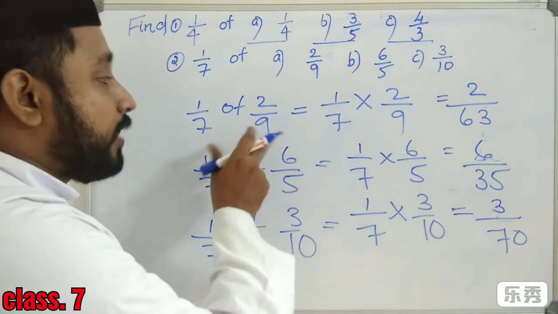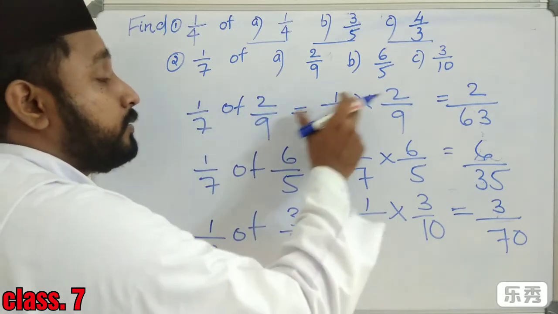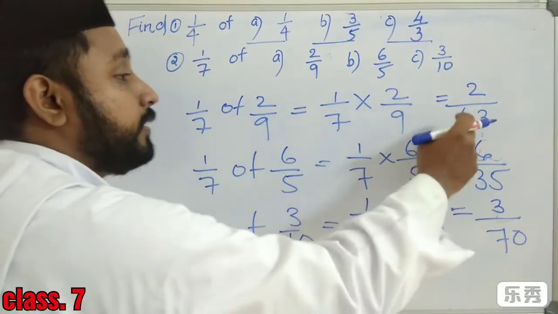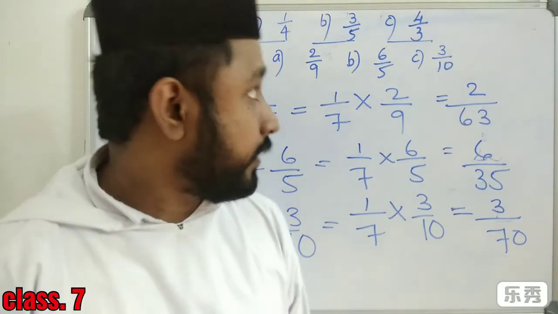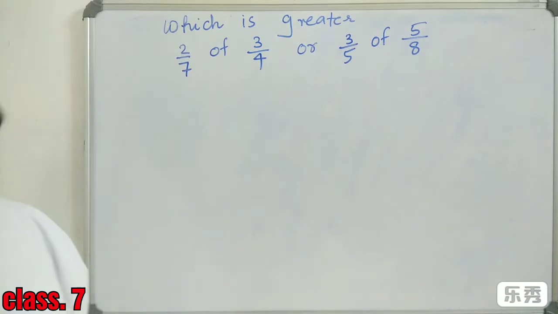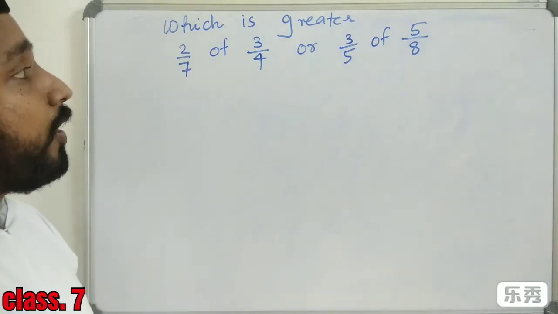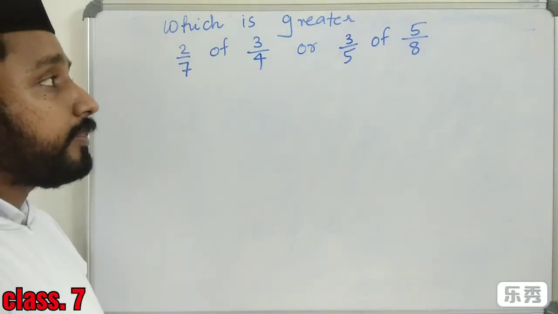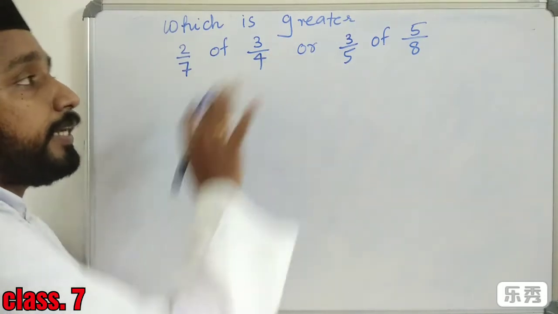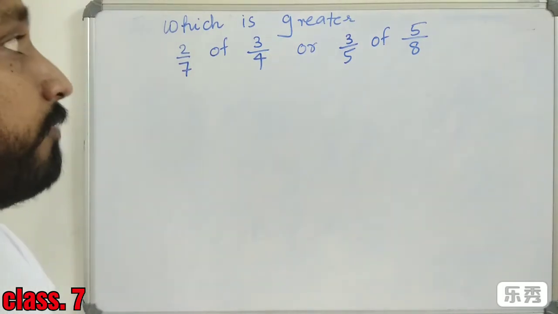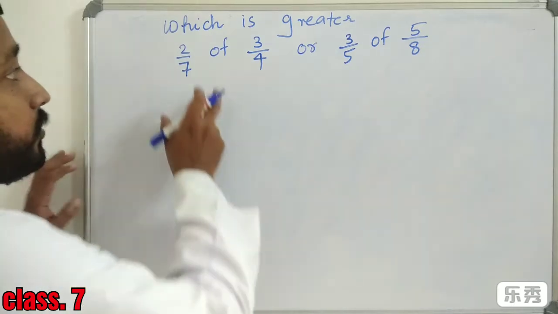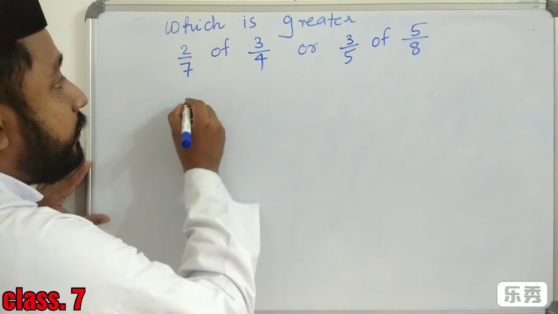So to multiply two fractions, multiply the numerators and write that as the numerator, and multiply the denominators and write that as the denominator. So we can multiply two fractions. Another question, which is greater, 2 by 7 of 3 by 4 or 3 by 5 of 5 by 8? We have to check which is greater. So first we take 2 by 7 of 3 by 4.